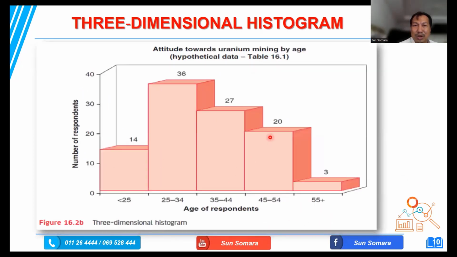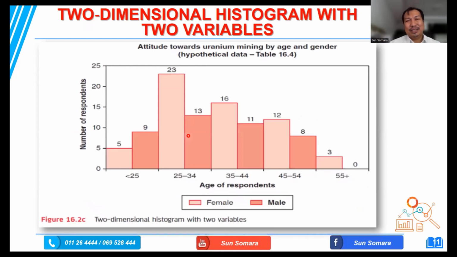You will see more examples here. This one is about the three-dimensional histogram. So, the same thing in here. It is just different only in appearance.